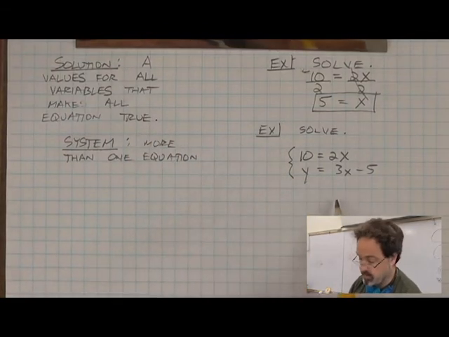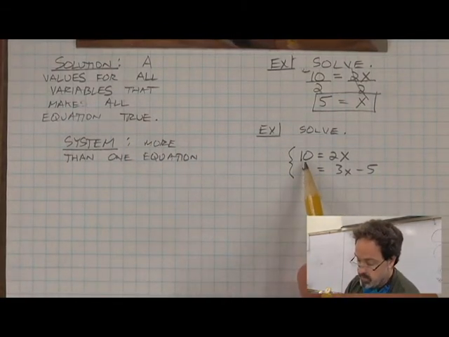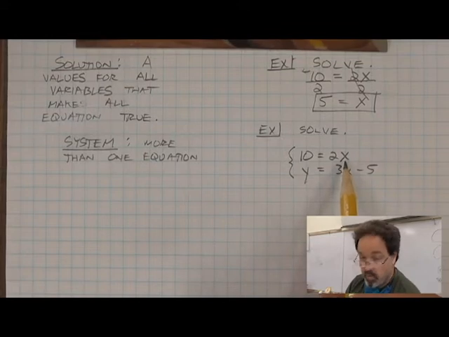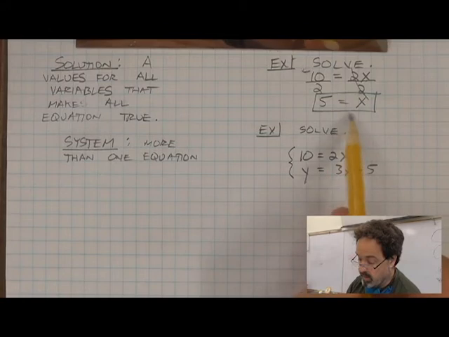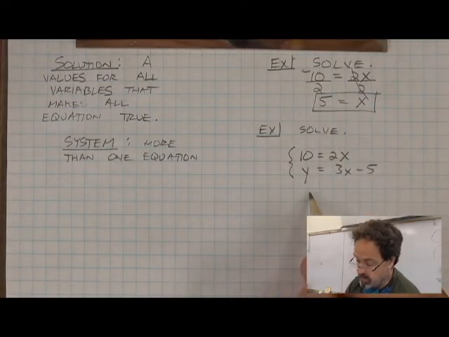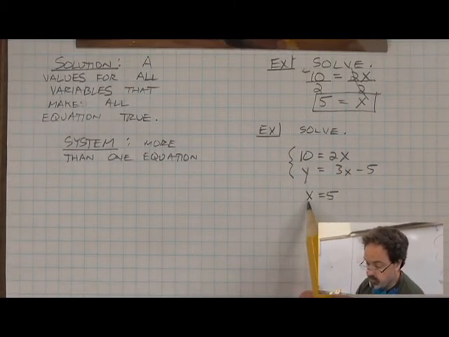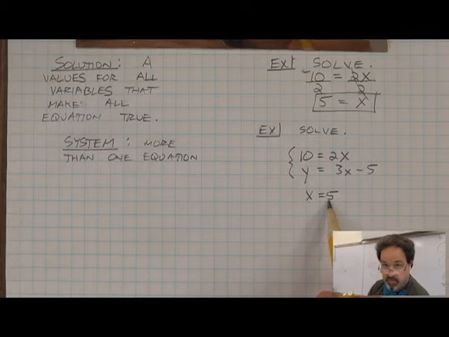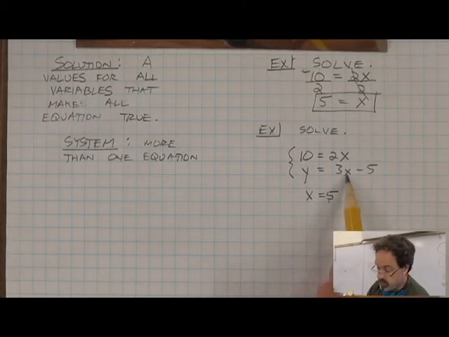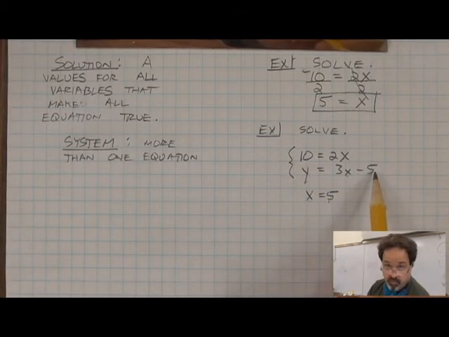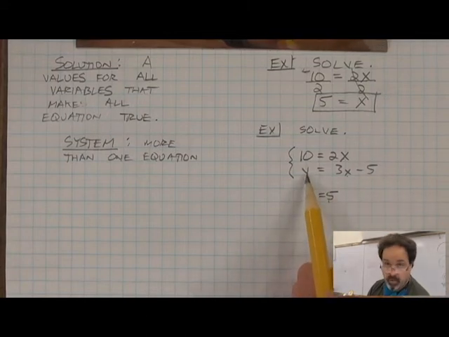So how do you do that? Well, this equation here only has one variable in it, and I know from previous work that when I solve for x, then I get x is equal to 5. If I take this first equation and solve it for x, I get x equals 5. But x equals 5 is only part of what this second equation needs to be solved. I still need to find a value for y.